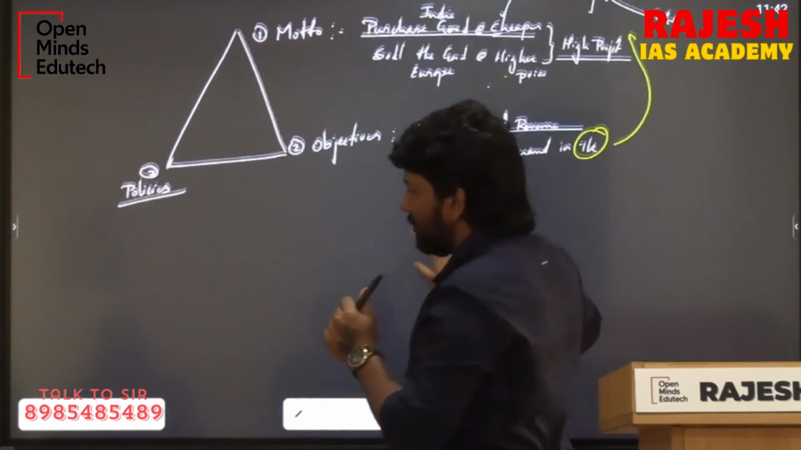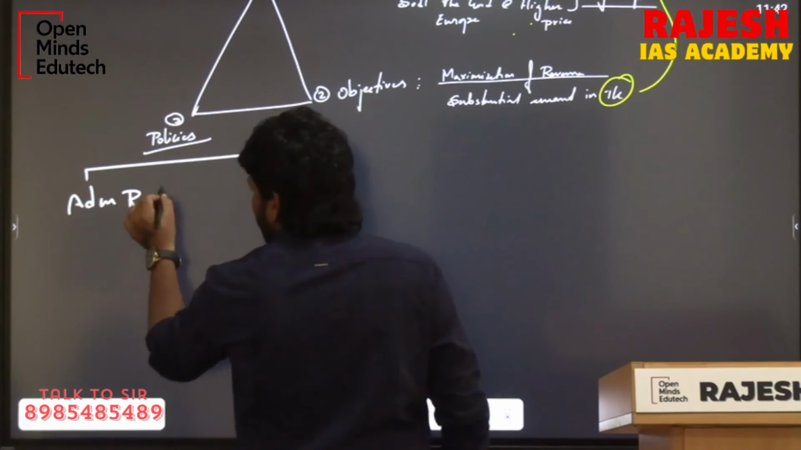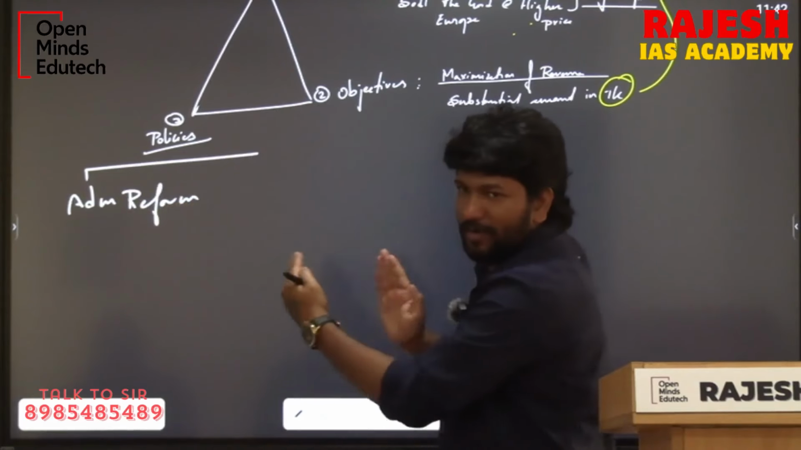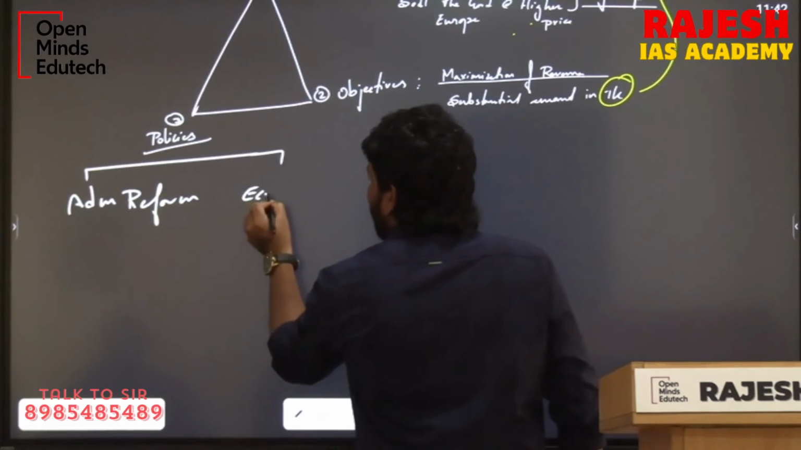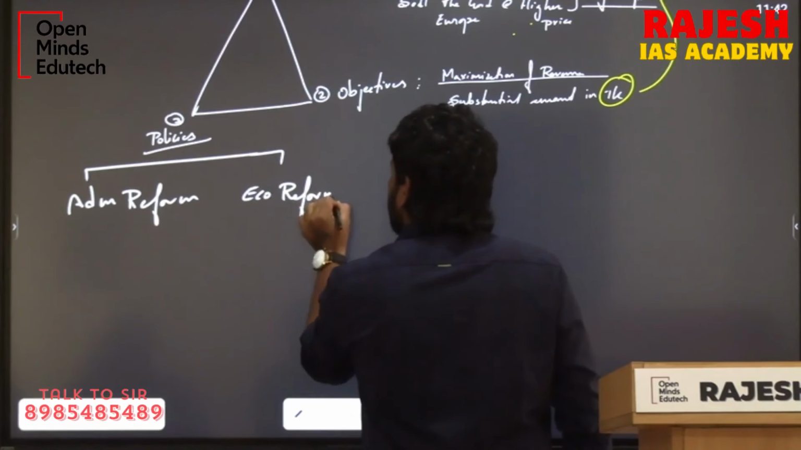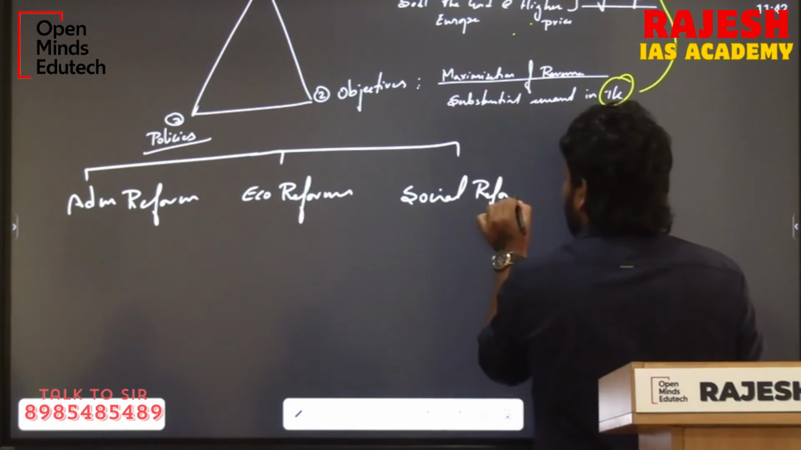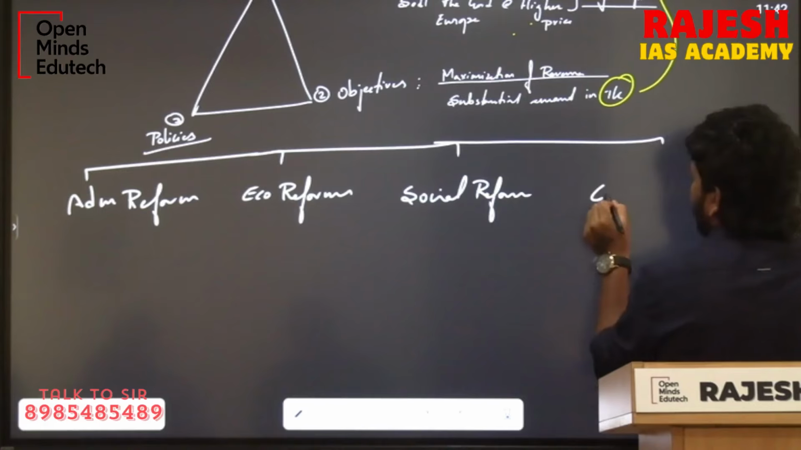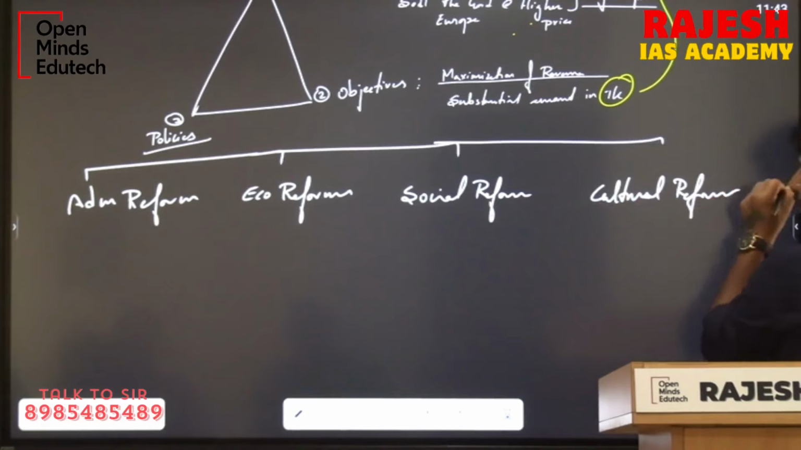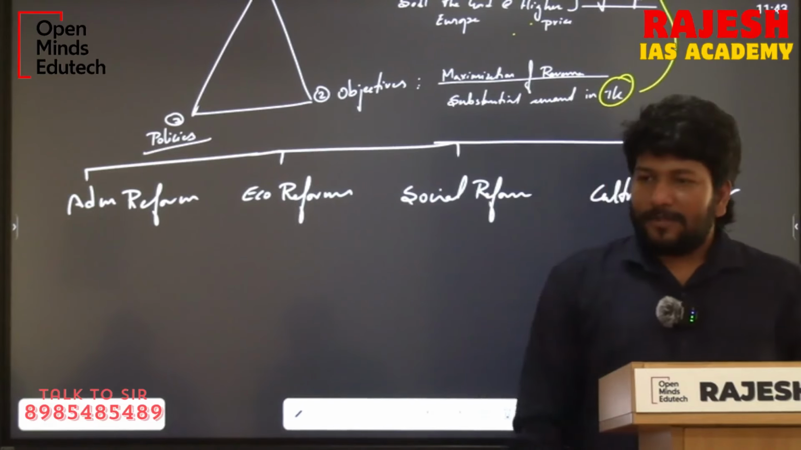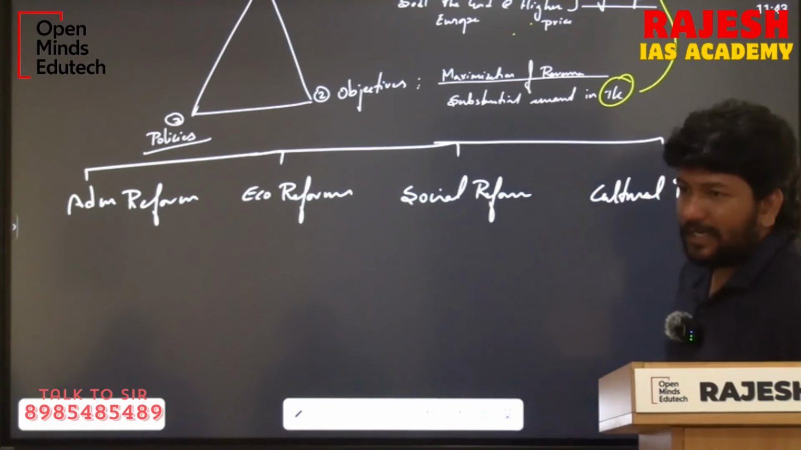Got it right? So no policies in India. Now I will cover the reforms. We need to divide them just for ease. So for ease, we will divide the reforms. What are the reforms they have done? Administrative reforms, economic reforms, social reforms, and cultural reforms. So for better understanding, we will divide.